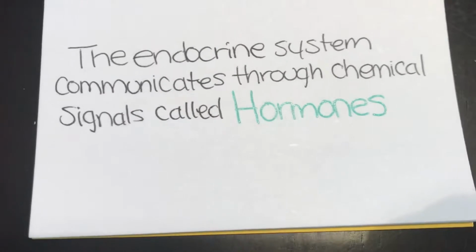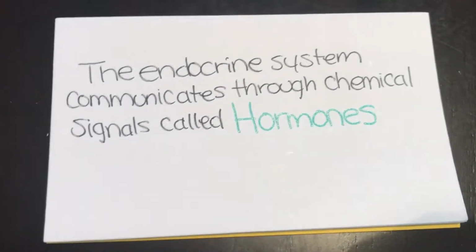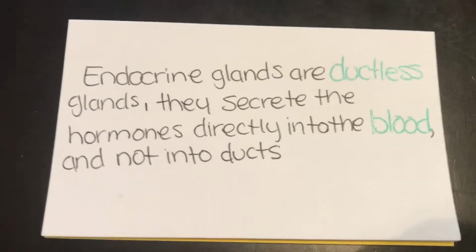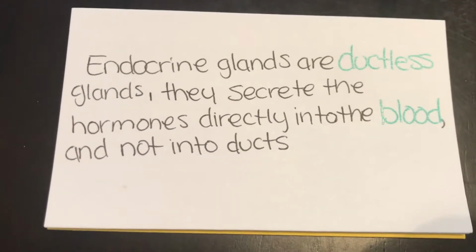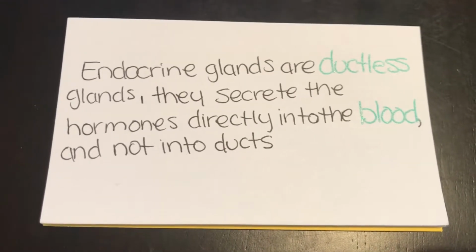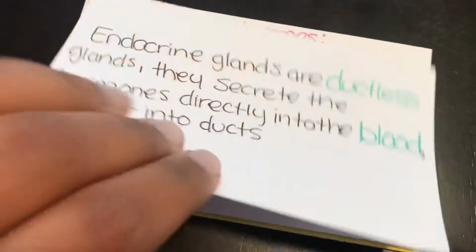The endocrine system communicates through chemical signals called hormones. Endocrine glands are ductless glands. They secrete the hormones directly into the blood and not into ducts.